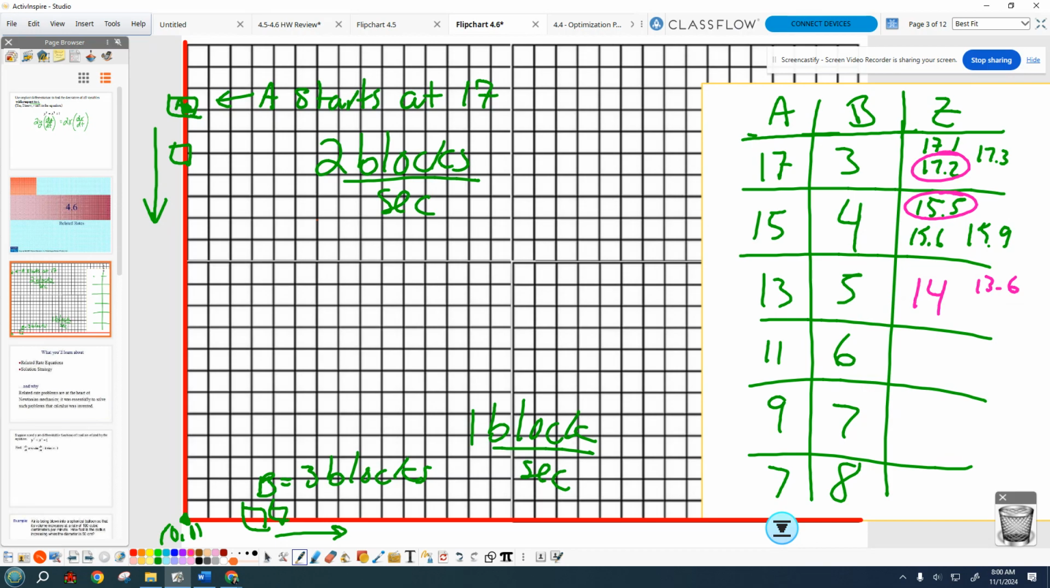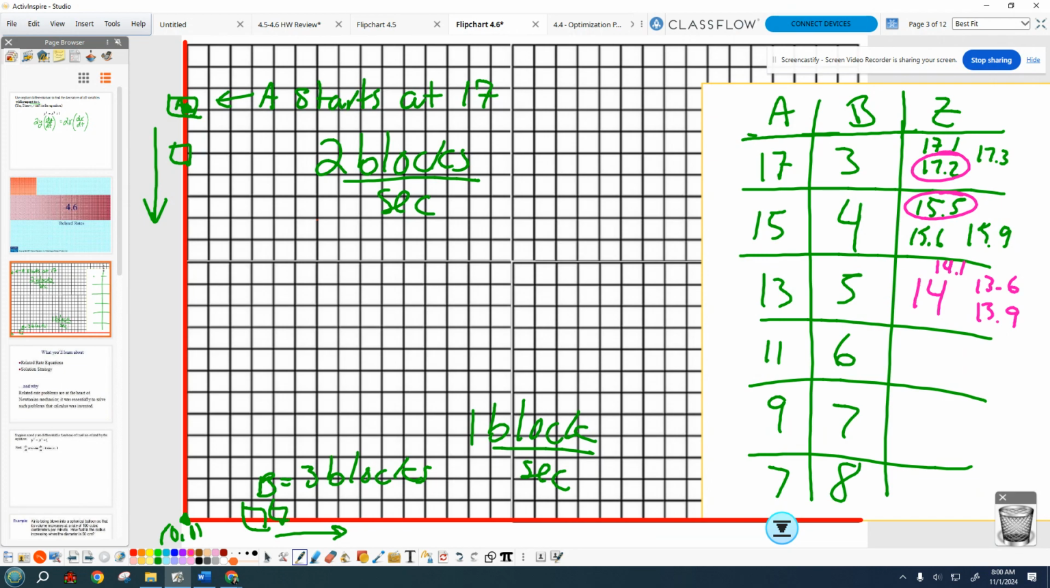Kari, what'd you guys get for the one that's 13 and 5? 13.9. Naomi, what'd you guys get for the one that's 13 and 5? Original point was 12. 17.5. This one? 14.1? Wow, guys. These boards are all uniform.